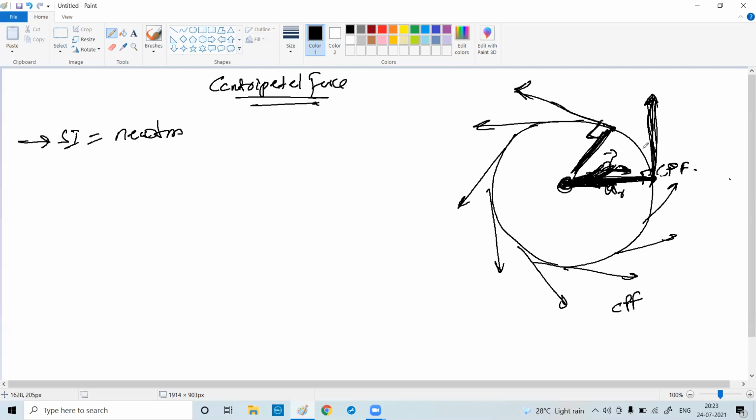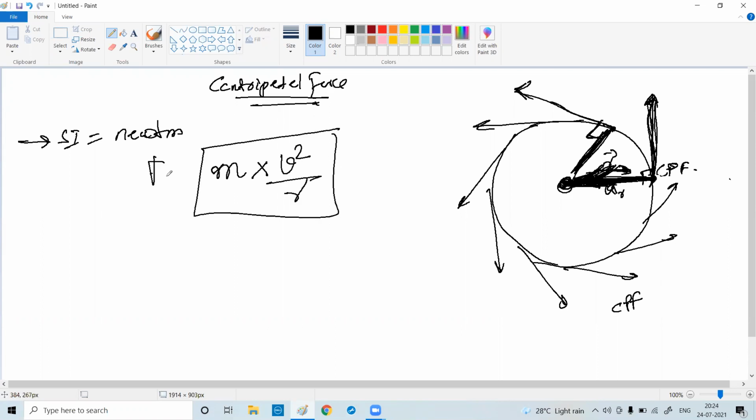Using Newton's law of motion, if an object is traveling in a circular path, the centripetal force always acts toward the center of the circle. That's all. So how do we calculate it? The centripetal force is calculated as the product of the mass and the square of the velocity divided by the radius: mv square by r.